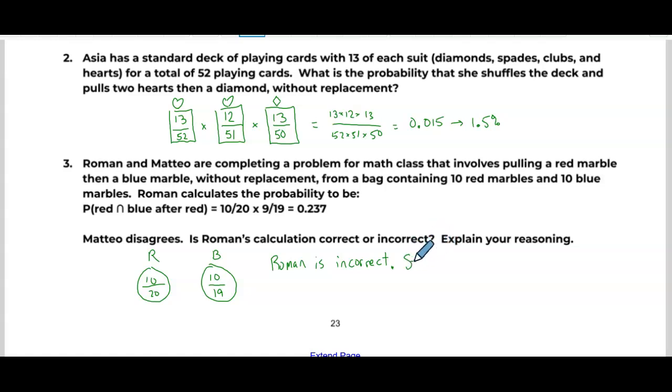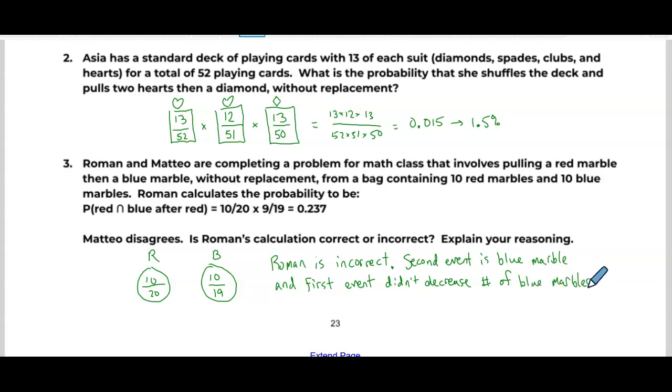The second event is a blue marble, and the first event didn't decrease the number of blue marbles. Okay, so what we should have here is 10/20ths times 10/19ths.